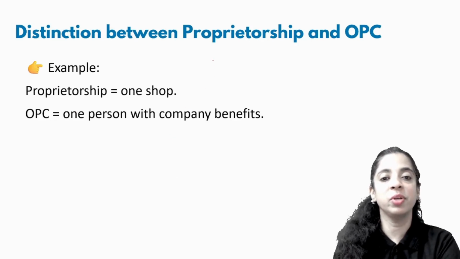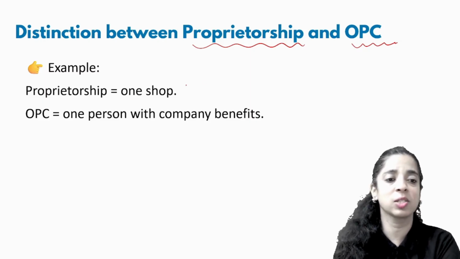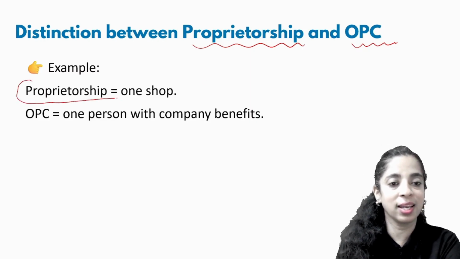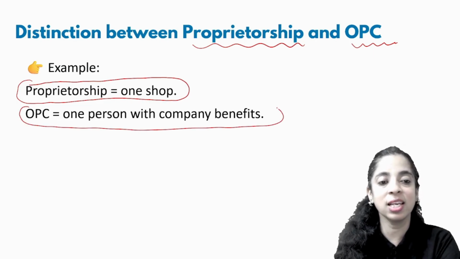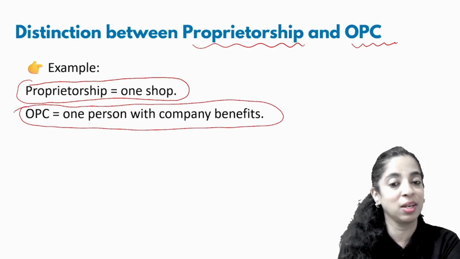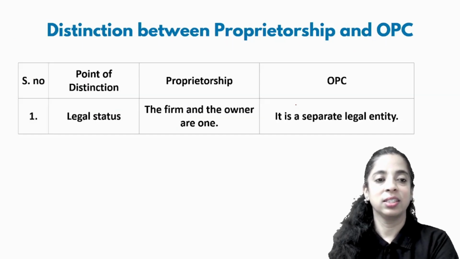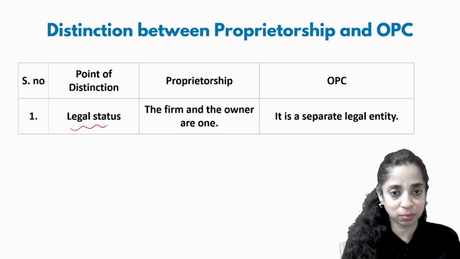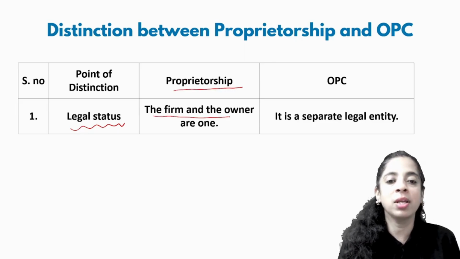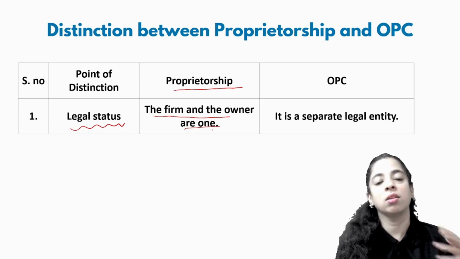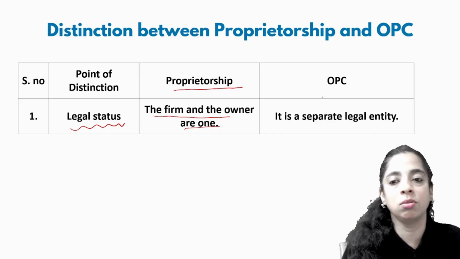So now, the distinction between proprietorship and OPC. Many students are confused here, so let me explain. Proprietorship is like a shop, one shop. Whereas OPC is one person with a company's benefit. I hope these two lines explained everything. So let's see the legal status of a proprietorship, a shop. If you remember, the firm and the owner are one. The firm and the owner both are one, so no need here.